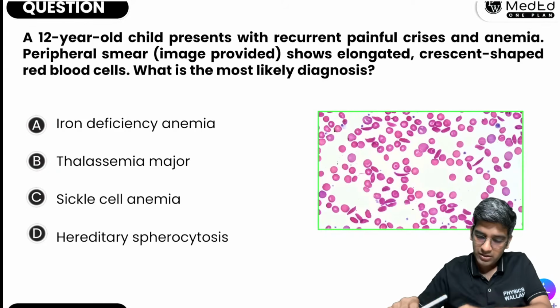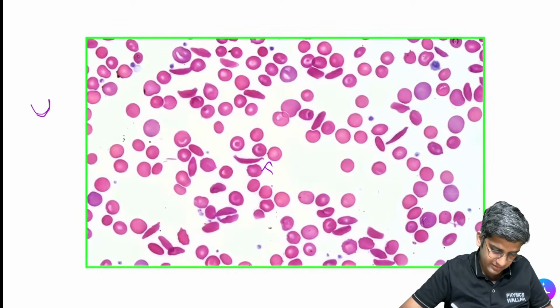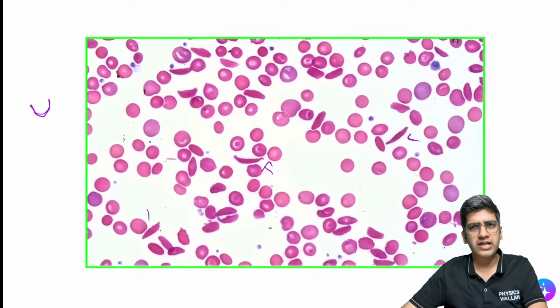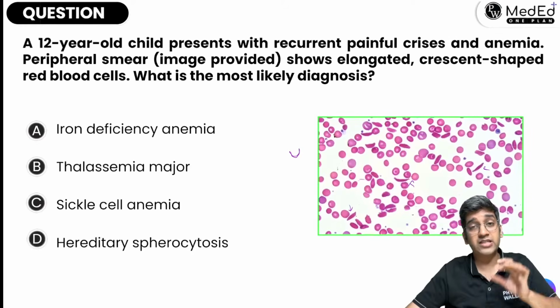And on peripheral smear, you have this. Sickled RBCs need not always look like a sickle. Flat, upturned, those are all sickle RBCs, right? It's a classical diagnosis of sickle cell anemia. Undoubtedly, the diagnosis of sickle cell anemia, you will never miss that, right? Painful crisis is how they present.